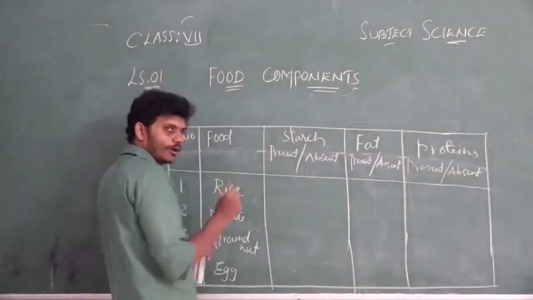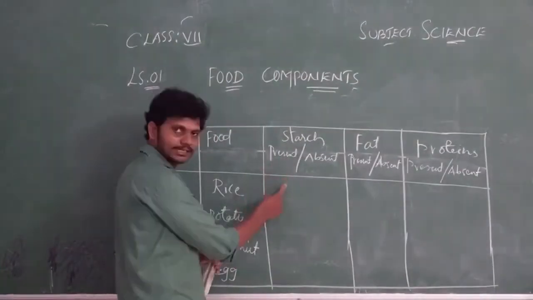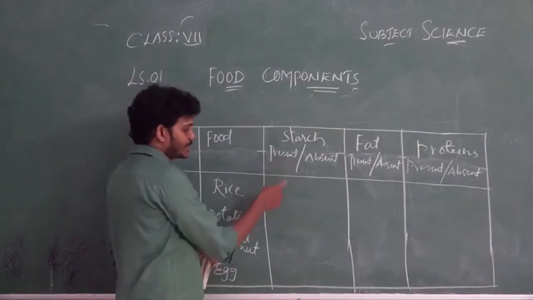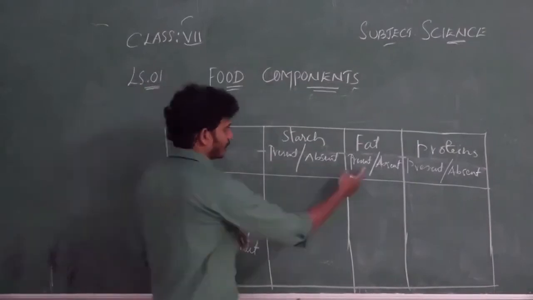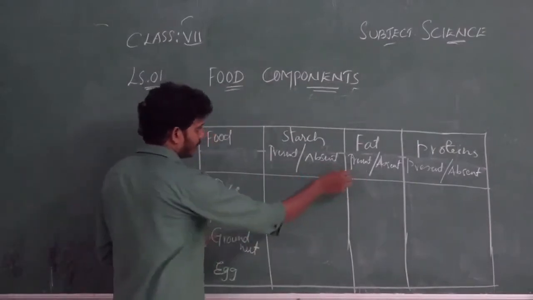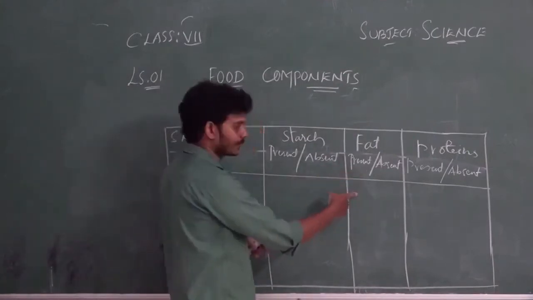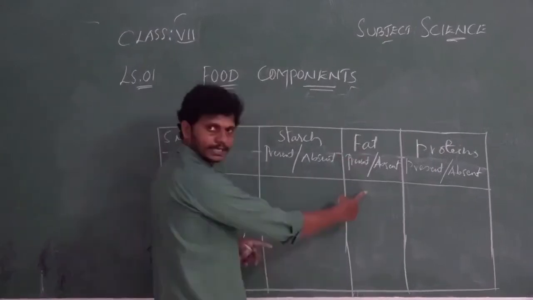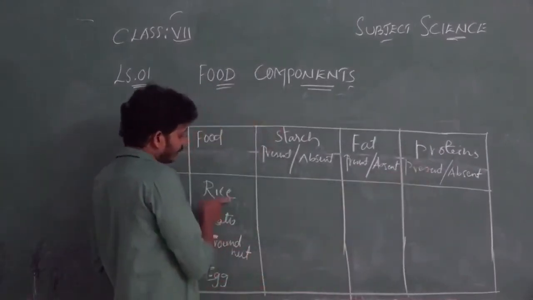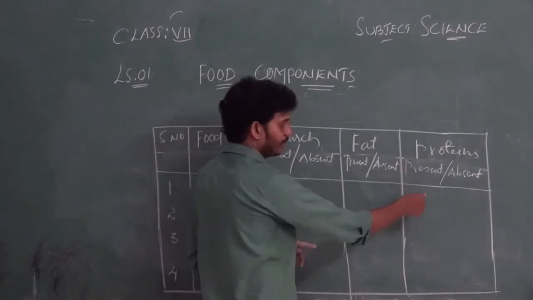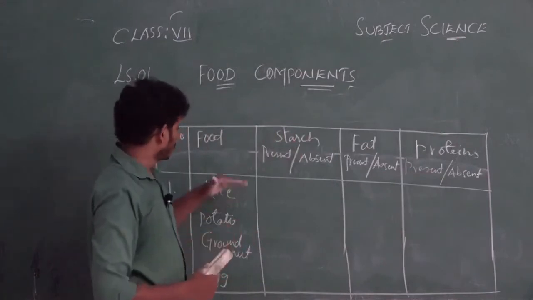Taking a small quantity of rice, find out whether rice contains starch or not. If it contains starch, write present here. If it does not contain starch, write absent. Go for the next one, that is fat. Do the fat test for rice. If rice contains fat, write present. If not, write absent. And for the third, the protein test: if rice contains proteins, write present, otherwise write absent.